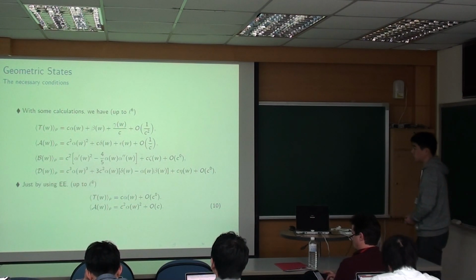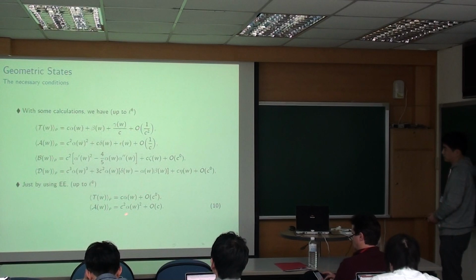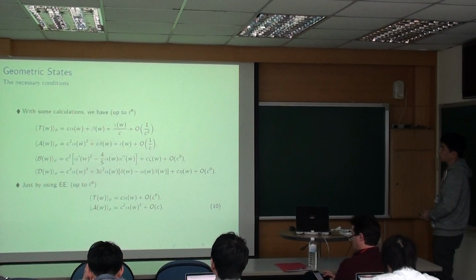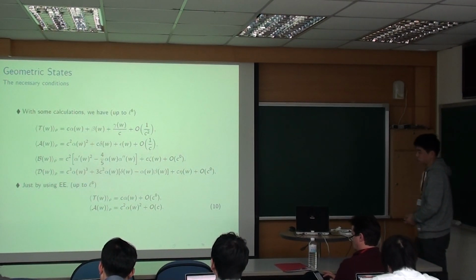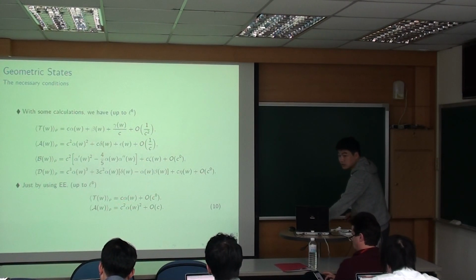If we just use the entanglement entropy, we will get the same result as the first two. But when we consider higher orders of the expectation of the OPE of this operator, we will get more constraints. But this one is enough.